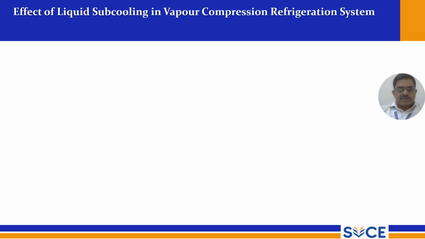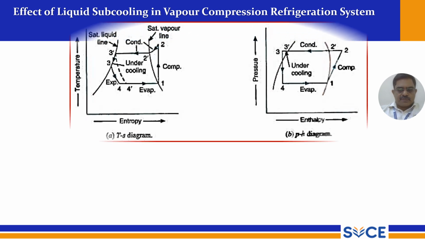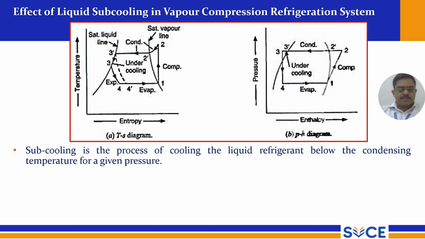So next is subcooling, or the subcooling effect. Subcooling is the process of cooling the liquid refrigerant below the condensing temperature for a given pressure. So this is the subcooling process. It is happening between 2 dash and 3 dash. So that is the subcooling process.